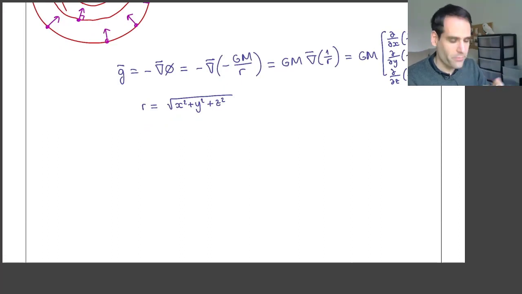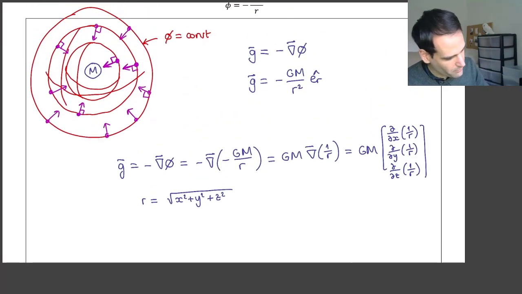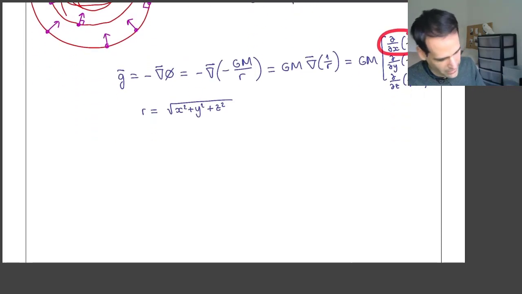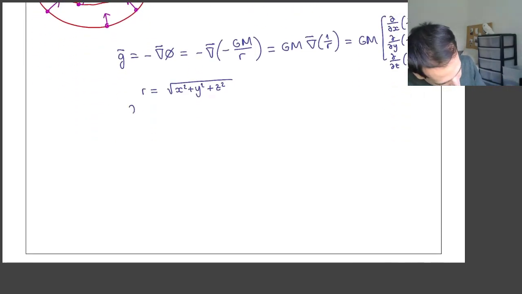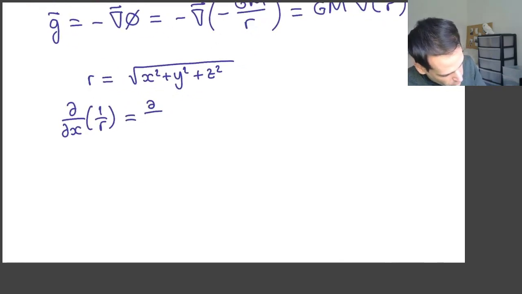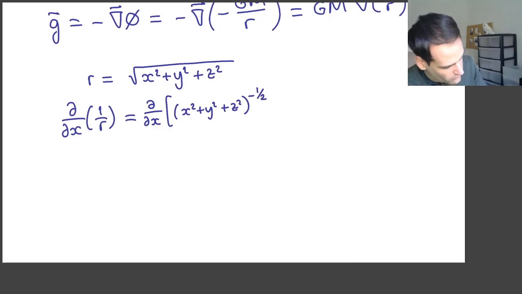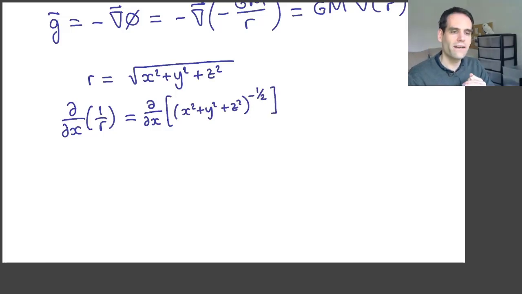So knowing that this is the expression for R, we can now calculate the partial derivative of 1 over R with respect to x. So the partial derivative with respect to x of 1 over r can be written as the partial derivative with respect to x of what? Of x squared plus y squared plus z squared to the power minus a half. Do we agree? That will be 1 over r, because r is the square root.